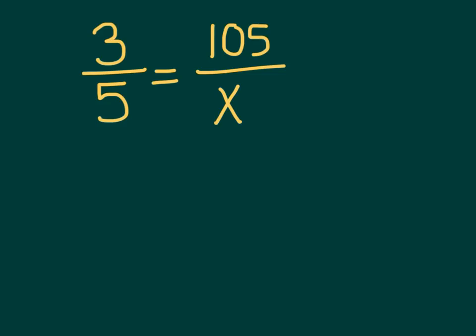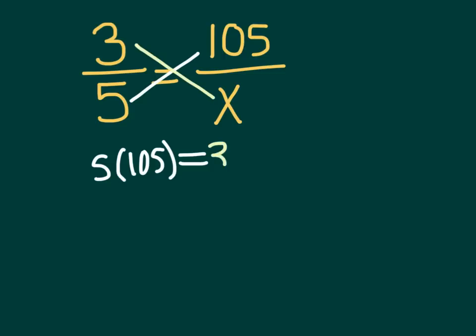Okay, we've got a proportion in front of us, and as we talked about in class, when you multiply the diagonals, they have to equal each other. So we know that 5 times 105 has to equal 3x. So I'm going to actually write that below. 5 times 105 equals the product of this other diagonal, which is 3x. And then I'm going to just draw my line down the middle while I solve my equation.